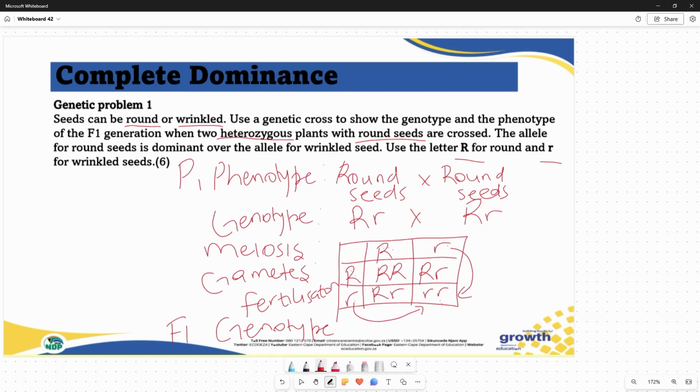Then from here, we will have F1, where we will represent the genotype. So what do we have as the genotype? We have one RR, which is this one, and then we have two of these, so we have two heterozygous, and we only have one recessive, rr. So the only thing left for us to write now is the phenotype of the F1 generation. So now let's represent the phenotype of the F1 generation.